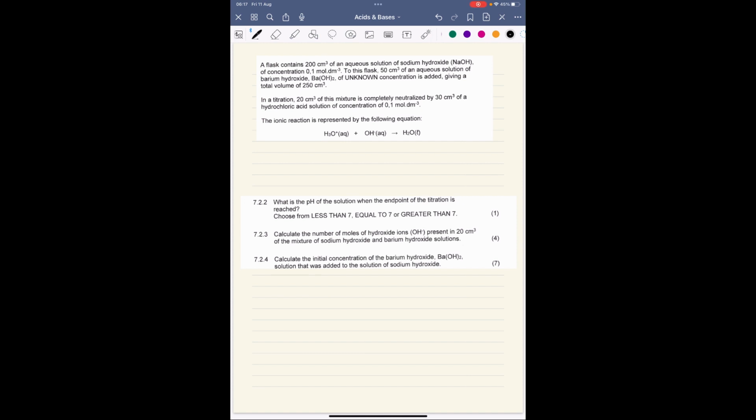The ionic reaction is represented by the following equation. So firstly, what makes this question cursed after this first reading is that there's a lot of information to digest. And secondly, what makes this question doubly cursed is that it has two different reactions.